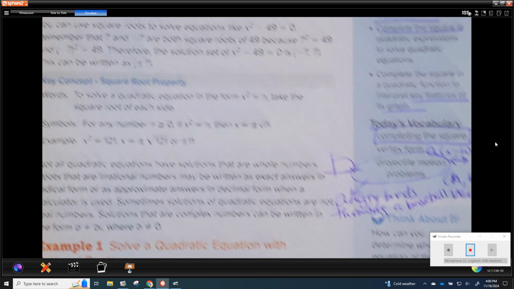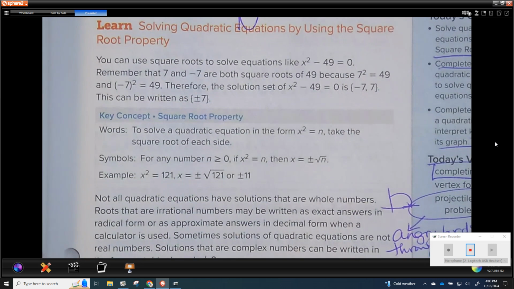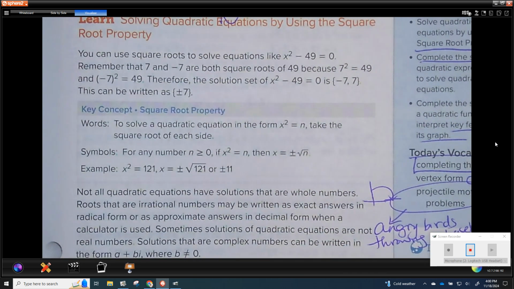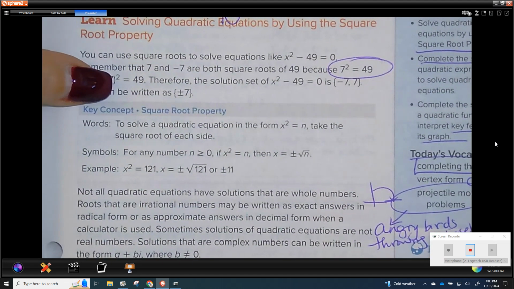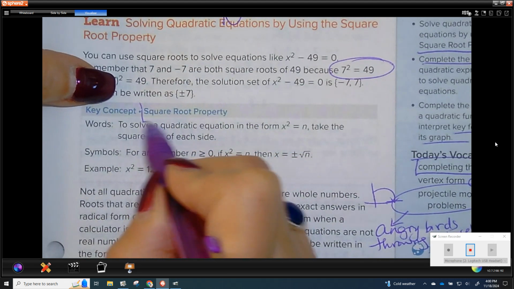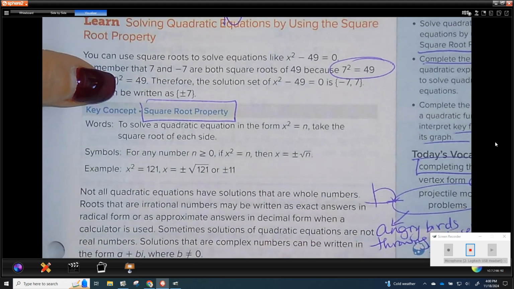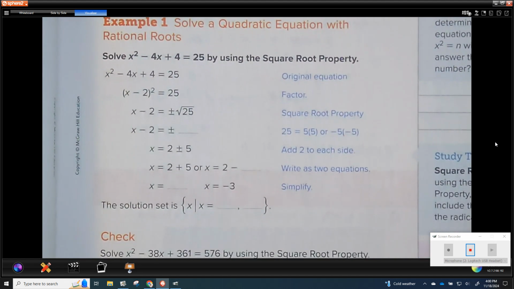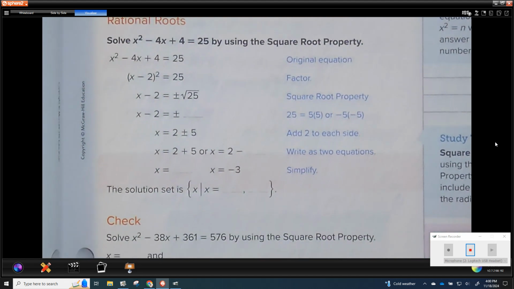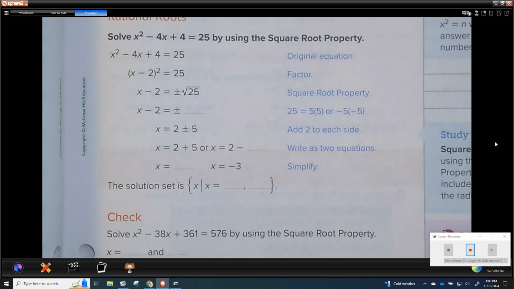Okay, so square root property. That's where we're going to solve it first. So you need to be able to recognize perfect squares. Take the square root of each side to solve, and then you have your solution. So let's just jump in and do example 1. Rational roots. So these are perfect squares.